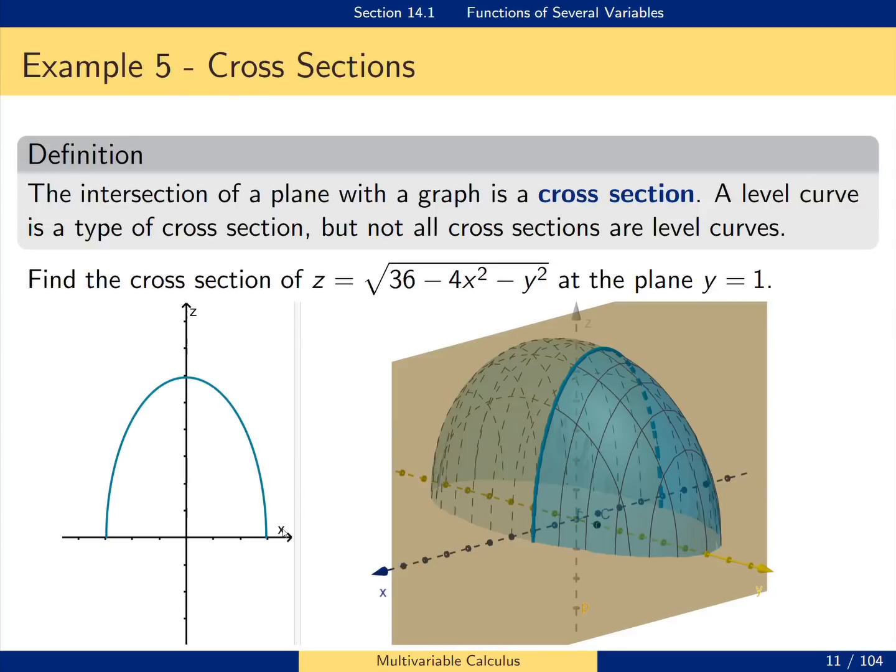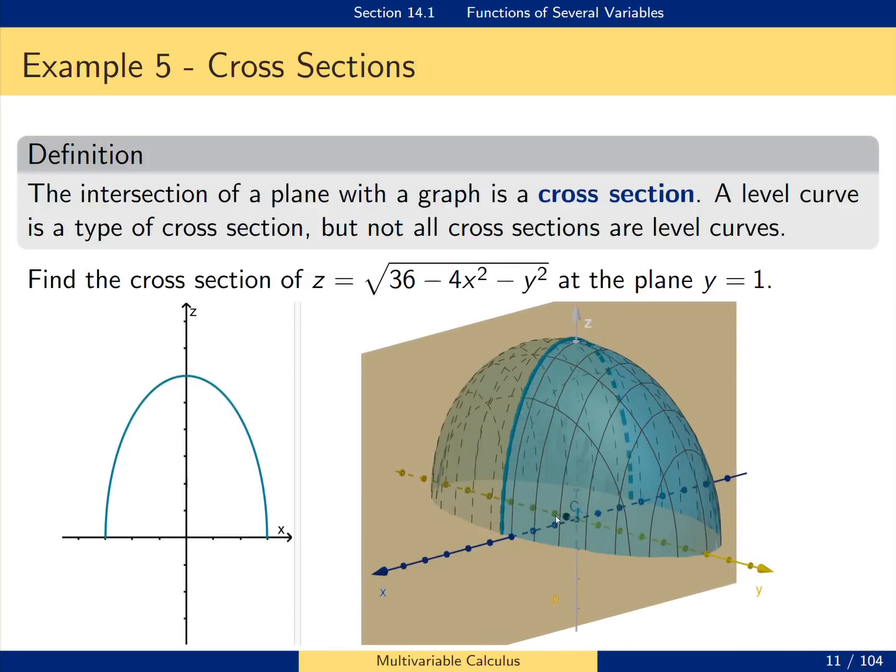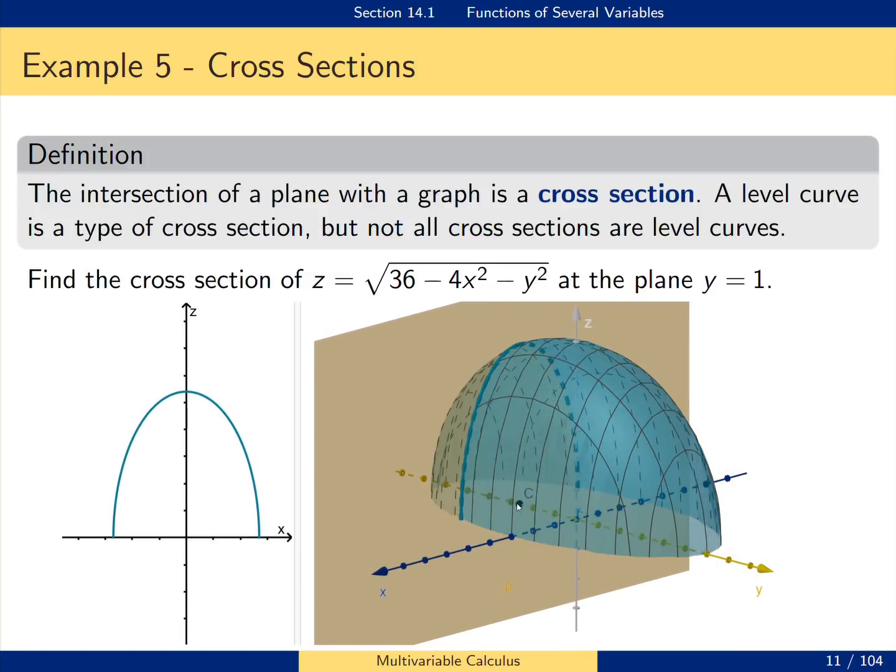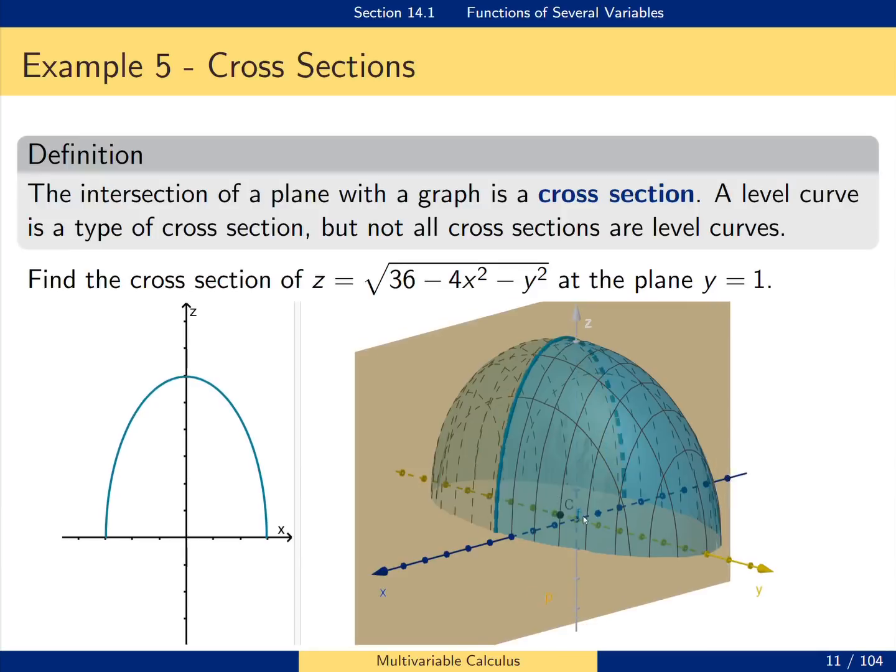Here is a picture of that cross-section. It lives in the plane y equals 1, so the free variables are x and z. We can also see the cross-section to the right, where the vertical plane y equals 1 slices through the graph. The darker blue curve is the cross-section we computed. Like with level curves, taking different values of y will give us a set of parallel cross-sections, which we can use to infer the shape of the graph.